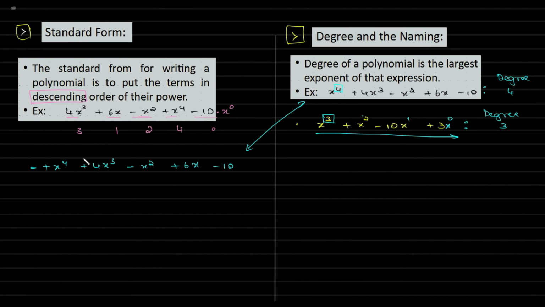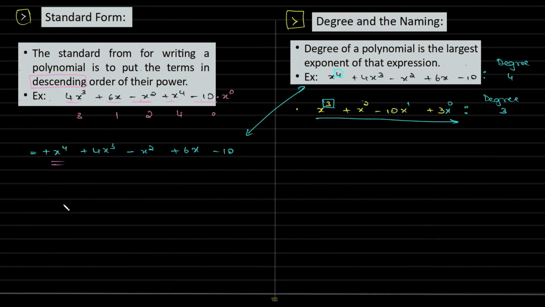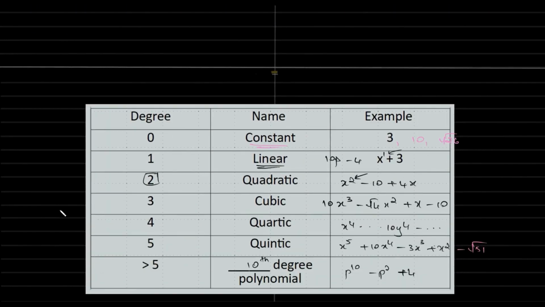But representing something in standard form is very important. It is useful in division of polynomials. It is useful in finding the degree also. It's useful in adding and subtracting and stuff like that. So representing something in standard form is by default very important. And the naming conventions and the names you have to get familiar with.